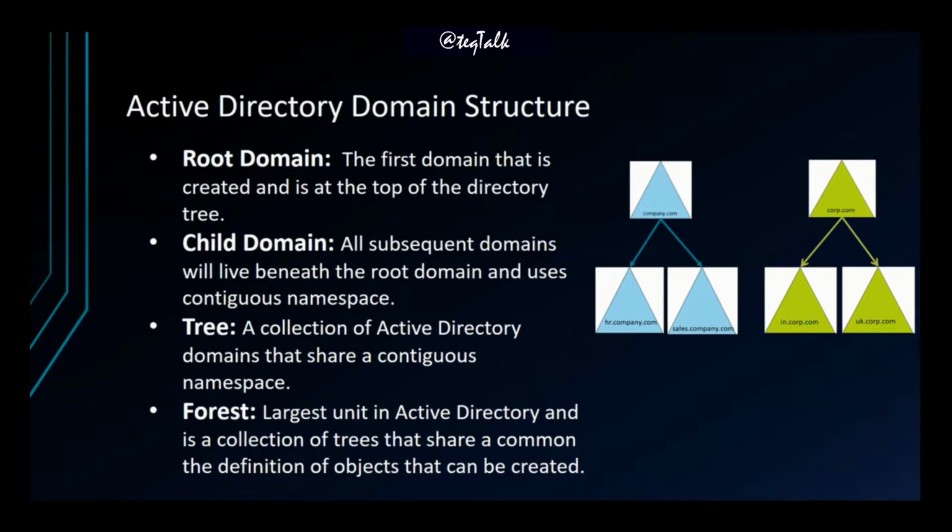Similarly, it has 2 child domains, in.corp.com and uk.corp.com. So these 2 are its child domains, and again this parent or root domain and the 2 subsequent child domains that bear the same contiguous namespace form this tree. So what is a forest? A forest is a collection of trees and it is the largest unit in Active Directory. You cannot have a bigger unit than a forest. And in a forest, each tree forms a two-way trust among themselves.